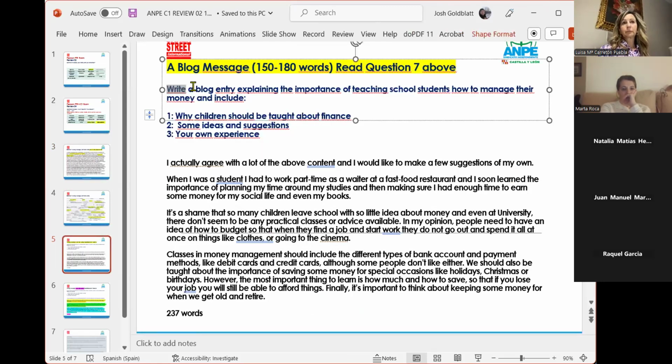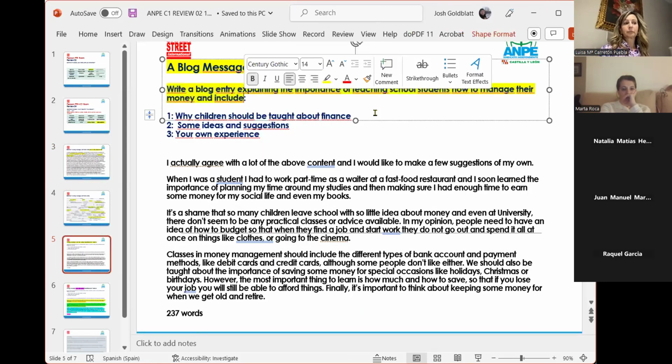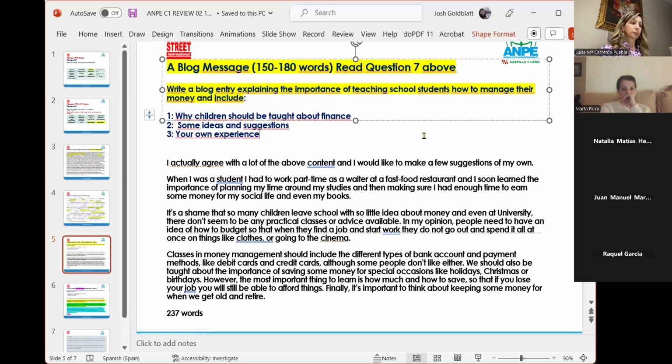But it says, write a blog entry. This is our first writing exercise, explaining the importance of teaching school students how to manage their money, and include: 1, why children should be taught about finance; 2, some ideas and suggestions about teaching money; and 3rd, your own experience. Yep, your own experience.